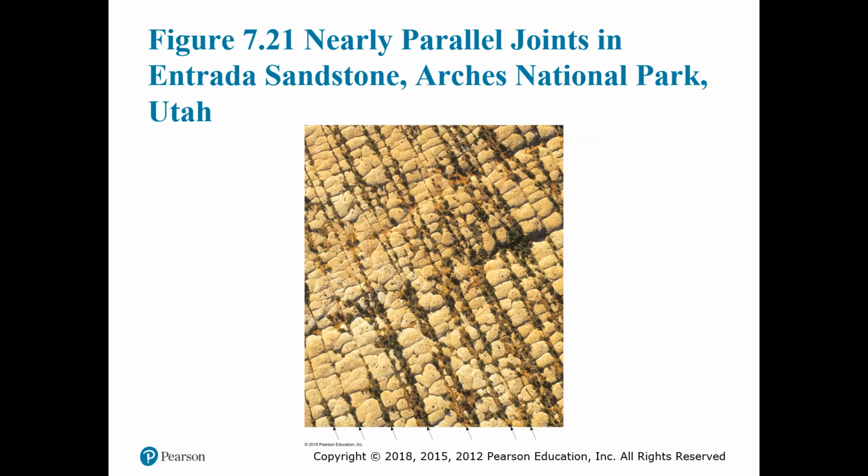They were formed by regional upwarping. And this is Entrada sandstone, which is a very rigid type of rock. As the upwarping occurred, it caused the sandstone to fracture. You can see that the dominant joint set is marked with these arrows here, where you can see exactly where the jointing and breaking actually occurred.